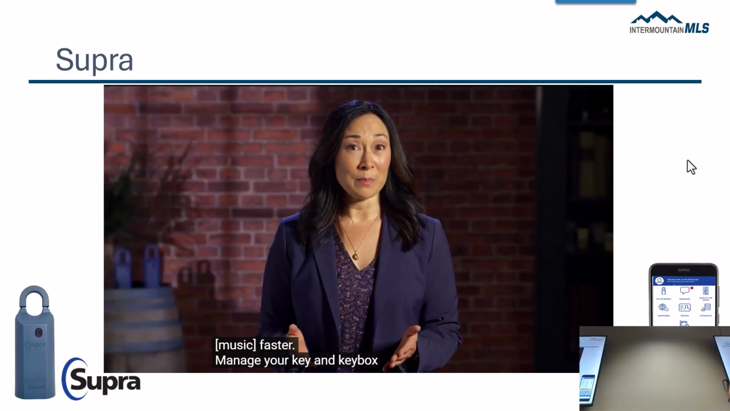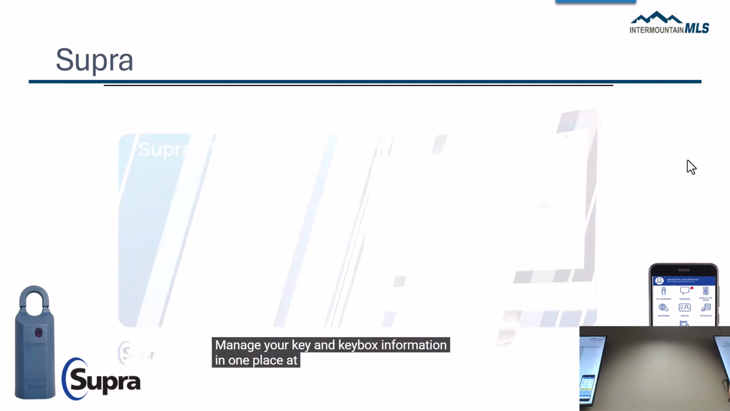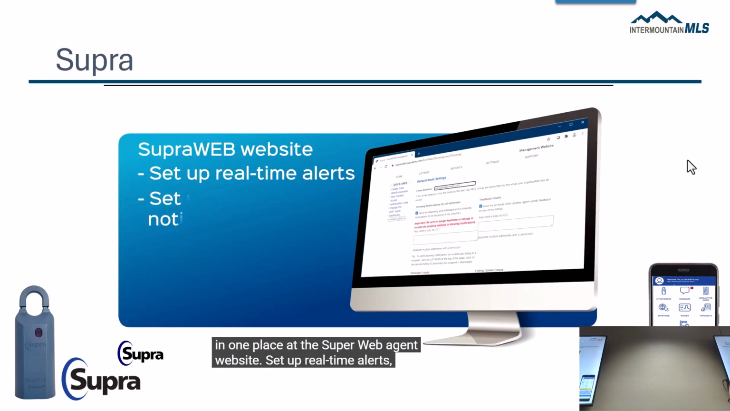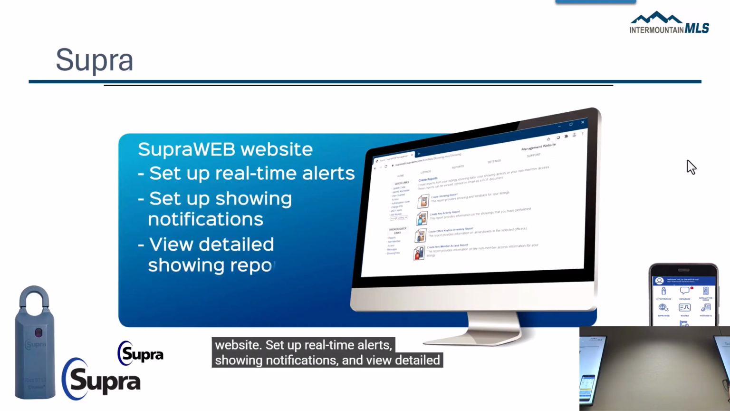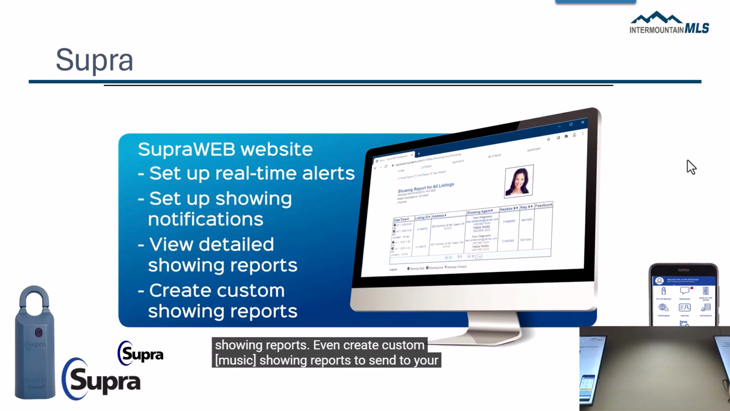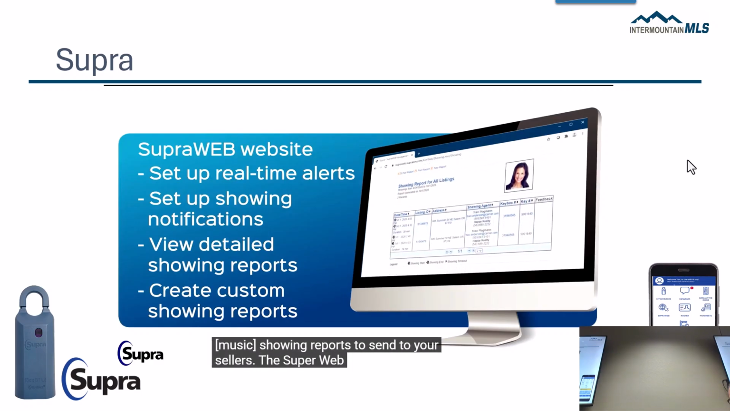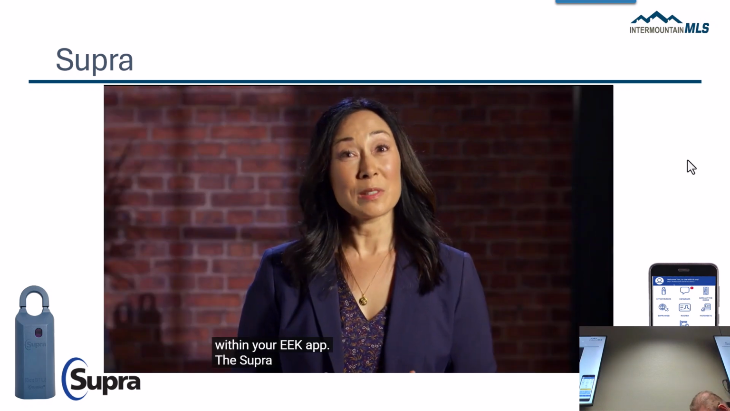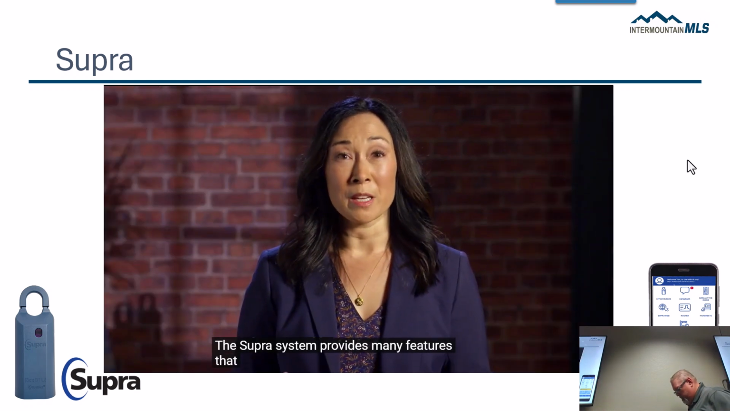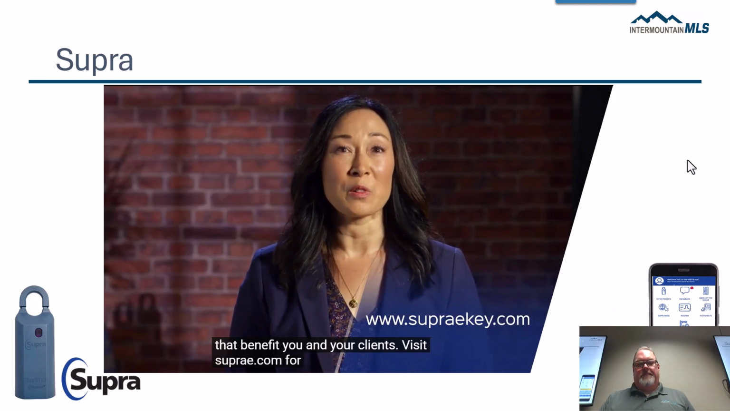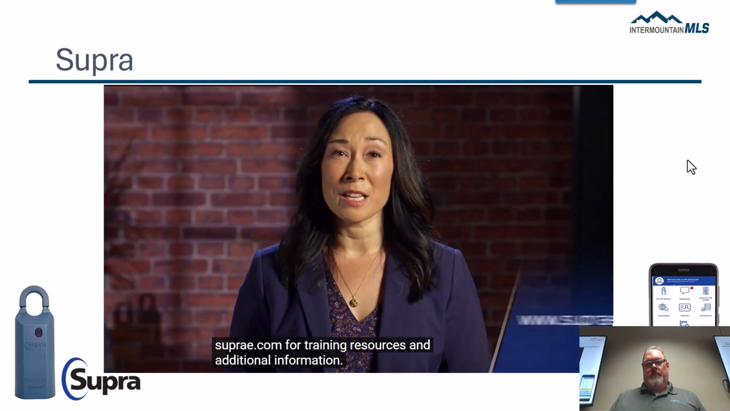Manage your key and keybox information in one place at the Supra Web Agent website. Set up real-time alerts, showing notifications, and view detailed showing reports. Even create custom showing reports to send to your sellers. The Supra Web Agent website is also available as a mobile version within your eKey app. The Supra system provides many features that benefit you and your clients. Visit supraekey.com for training resources and additional information.